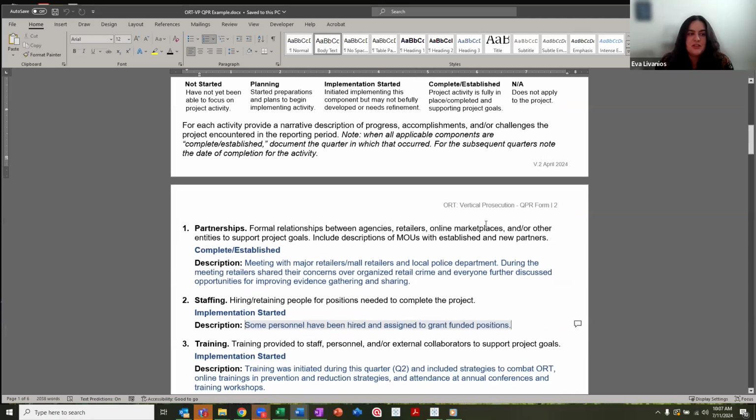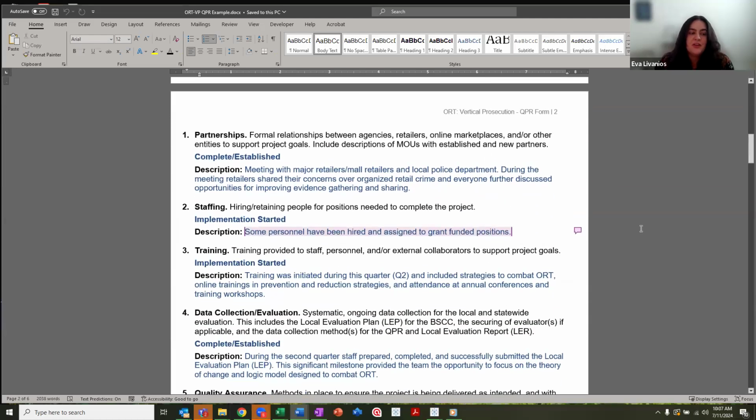Looking at this section, many might not be able to see this, but is there anything that you see that might be an issue in any of these? So I'm going to go ahead and just say something we noticed in this example, because it's not very obvious. For number 2, the staffing, there's not information about who was hired or the reporting period that it transpired. So that's an issue.